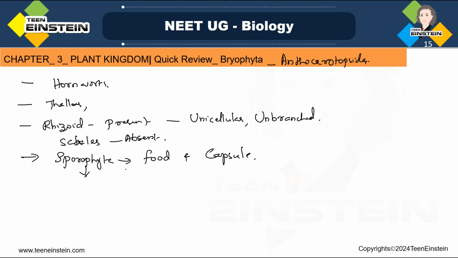It's partially dependent, because the sporophyte is photosynthetic. Therefore, it can manufacture its own food, so it does not depend on the gametophyte for food. It depends only for water and habitat. Clear? Here you can see the difference from liverworts, where the sporophyte is completely dependent.